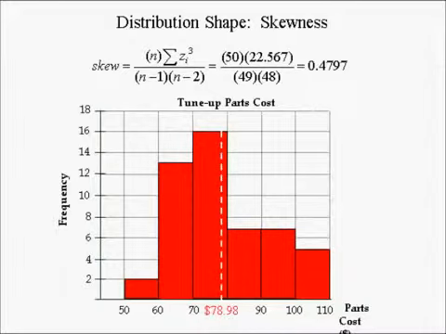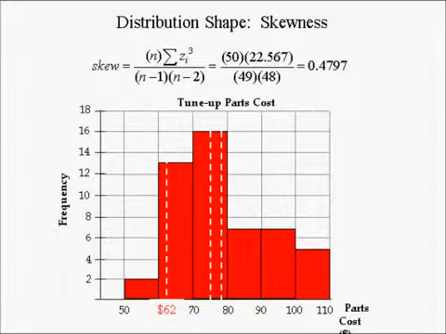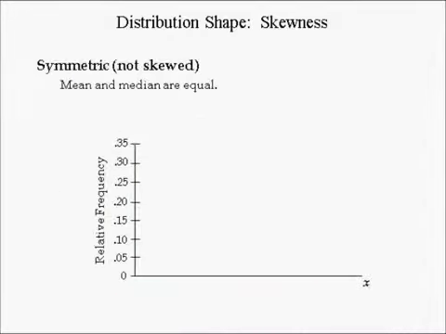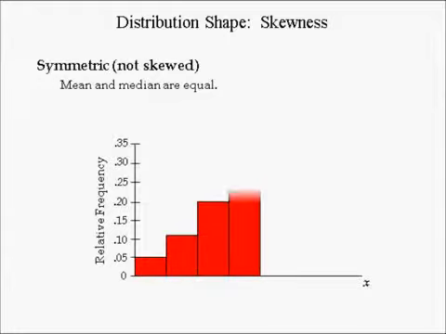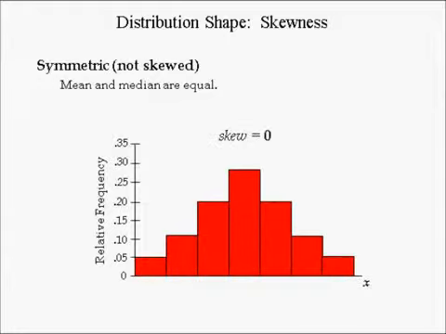Now the mean was $78.98. The median was $75.50. The mode was $62. If the distribution was symmetric or had a skew equal to 0, these measures of central location would be all equal or really close to each other. If the distribution is symmetric, the histogram from a sample drawn from the population is probably symmetric too. The mean and median are equal, and the sample skew is equal to 0 or really close to 0.